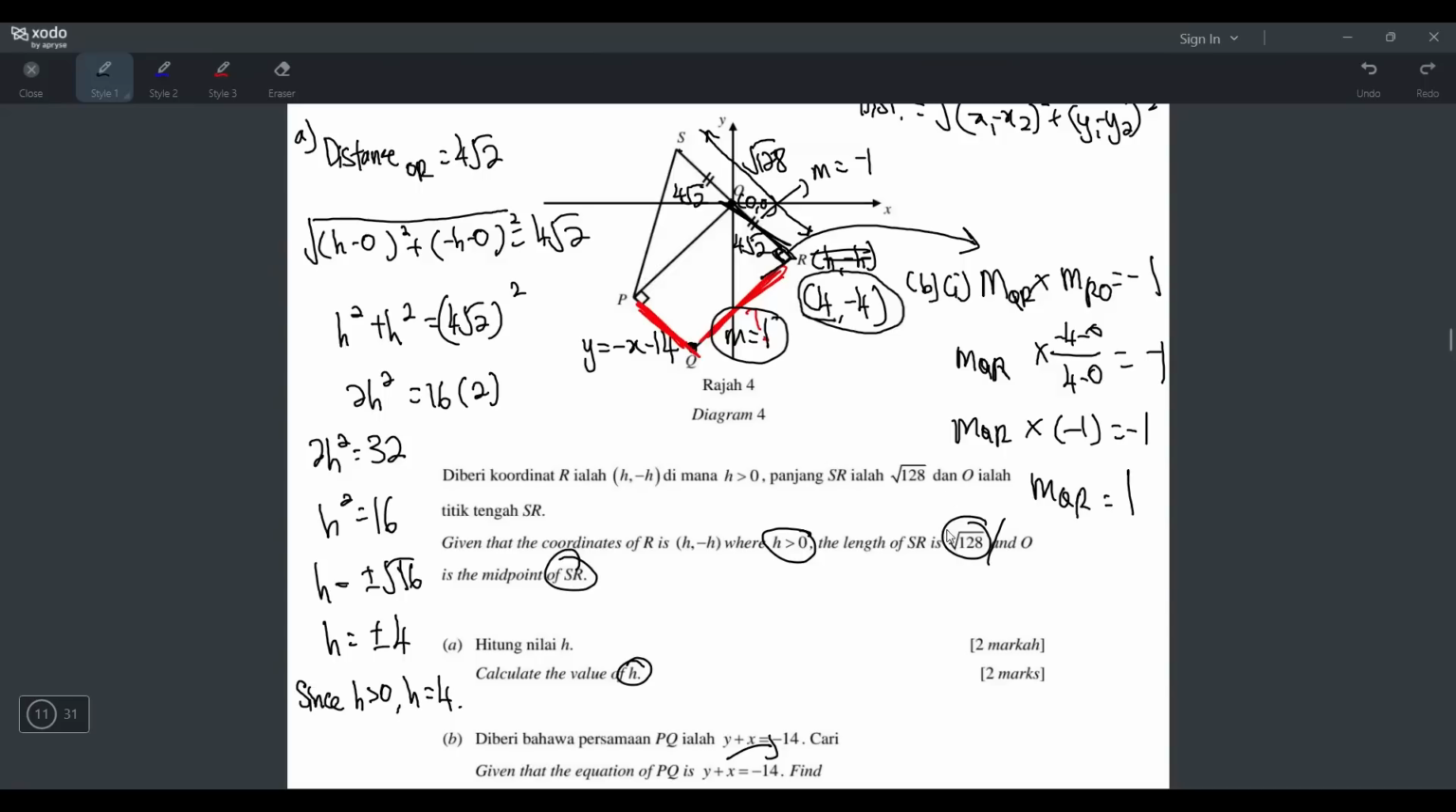And how do you find the equation in Addmaths? You use this formula, right? y minus y1 equals gradient times x minus x1. And in order to use this formula, you need two pieces of information: the gradient and a point, the coordinate, right? The gradient is 1.